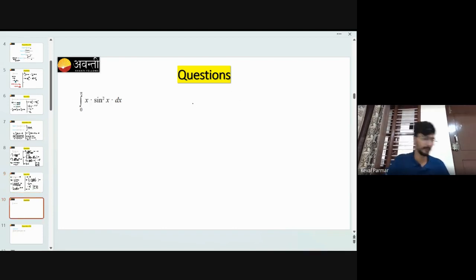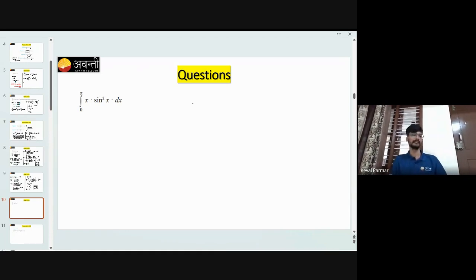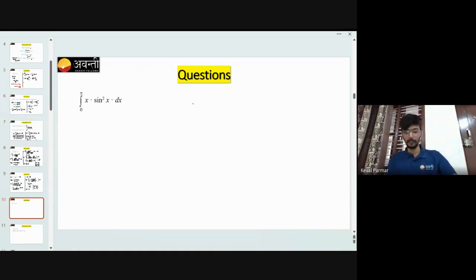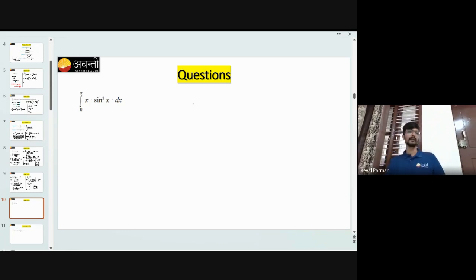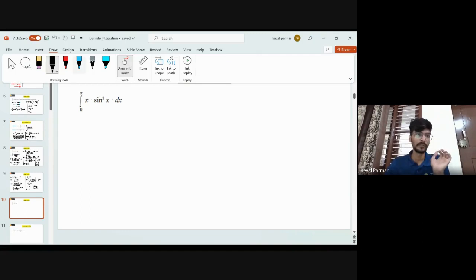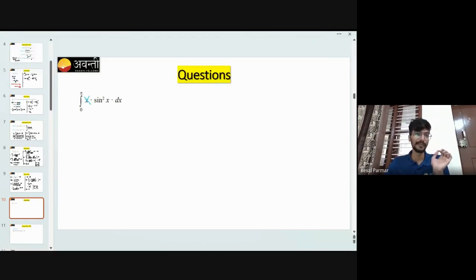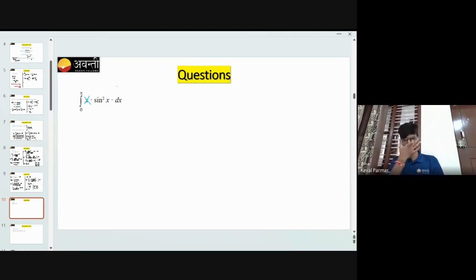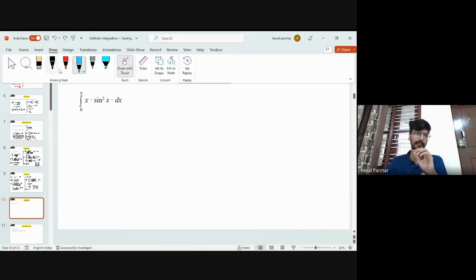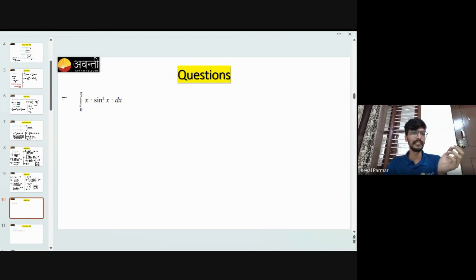Here, integration from 0 to pi of x into sine square x dx. Now, let us think about this for a while. Suppose I did not have this x, then the integration of sine square x is very simple. I can do it very easily. But here, due to this x, we cannot do the integration directly. Correct? You might think we can use integration by parts. Yes, but it will be very lengthy.